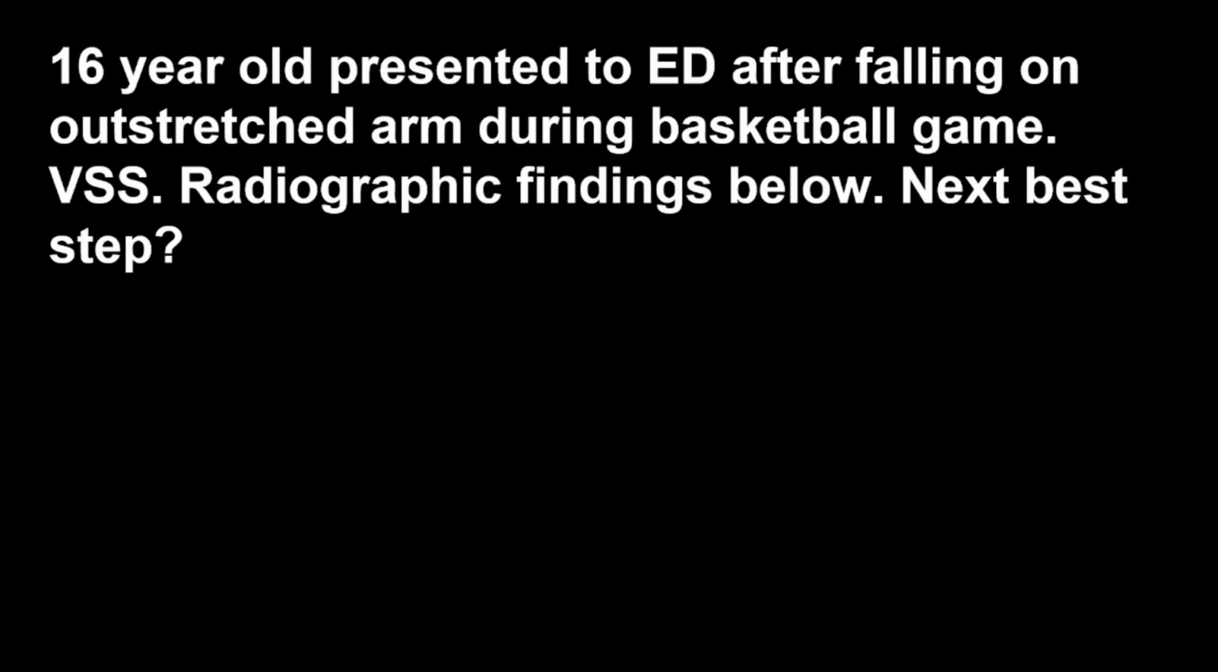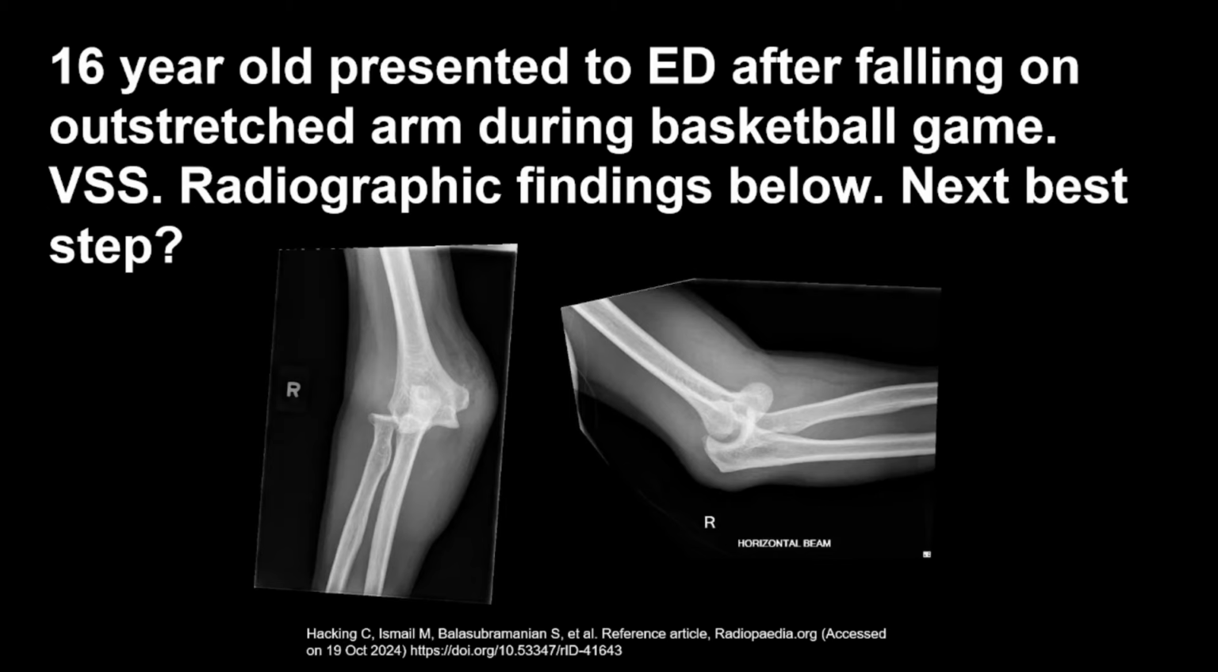So next, let's say they give you a 16-year-old patient that presents to the ED after falling on an outstretched arm during a basketball game, and they give you the following radiographic findings. So what is the diagnosis, and what is the next best step? So this is an elbow dislocation. In this case, you want to attempt closed manual reduction, and this can be done with or without sedation.